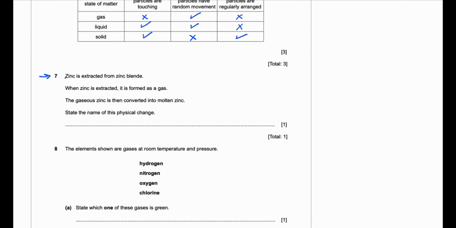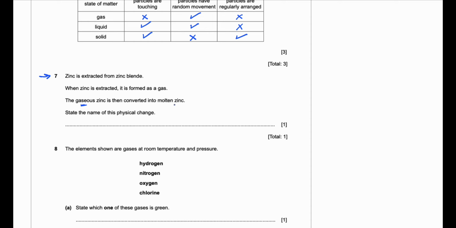Question 7. Zinc is extracted from zinc blende. When zinc is extracted, it's formed as a gas. The gaseous zinc is then converted into molten zinc. State the name of this physical change.